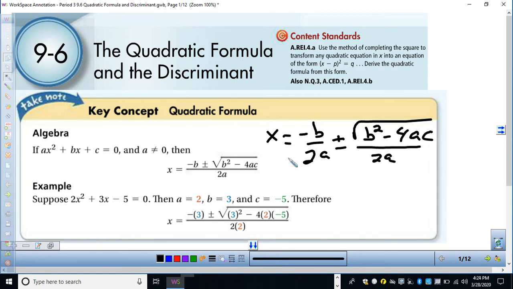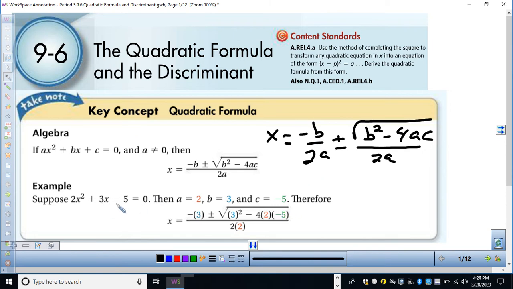The reason I like to write it in this manner is because oftentimes we can reduce this fraction and we can reduce this fraction here. If we only write the one 2a here, a lot of students will reduce this fraction but then forget to reduce this fraction, so it gets confusing. So I really prefer if you write it as two separate fractions so you don't make any careless errors in reducing.